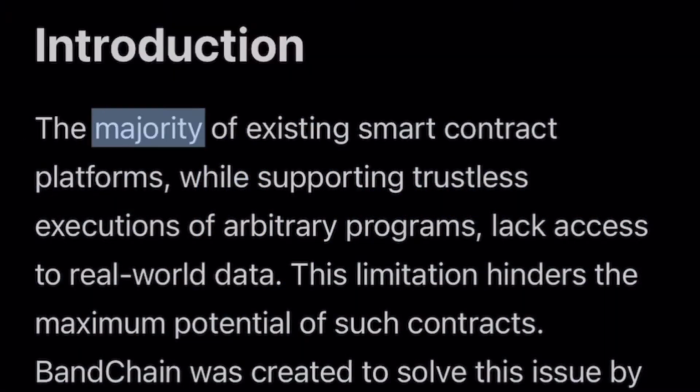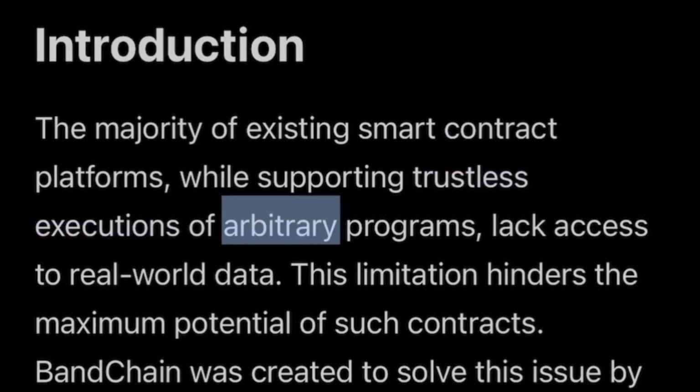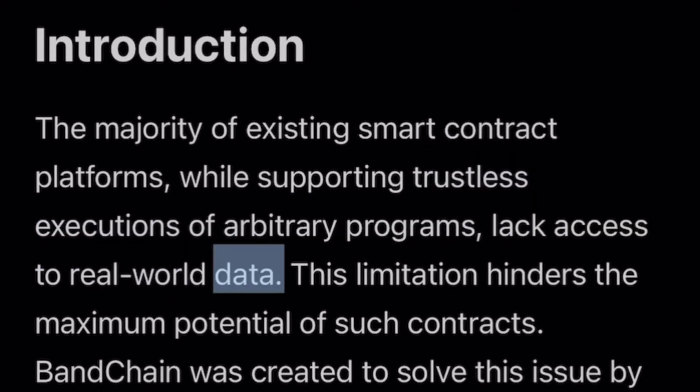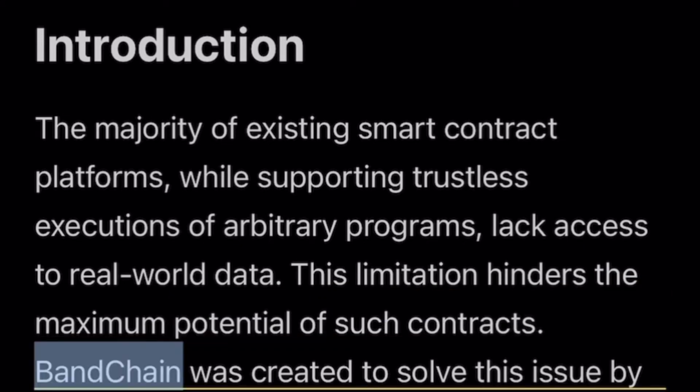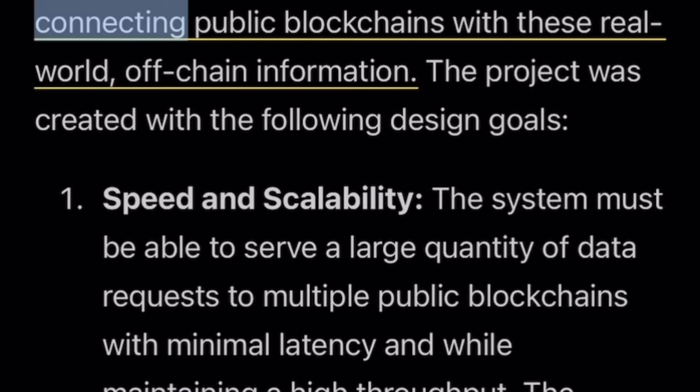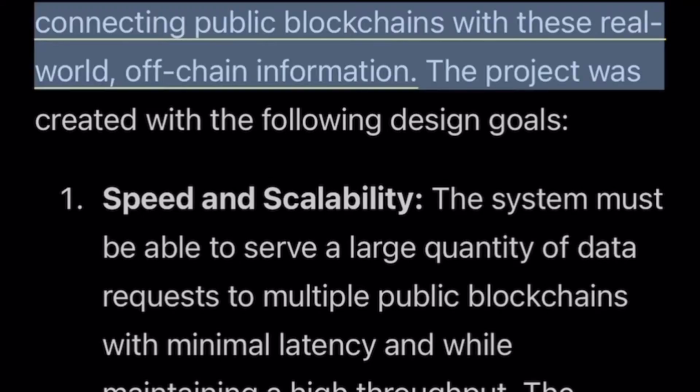Introduction: the majority of existing smart contract platforms, while supporting trustless executions of arbitrary programs, lack access to real-world data. This limitation hinders the maximum potential of such contracts. Band Chain was created to solve this issue by connecting public blockchains with this real-world, off-chain information.